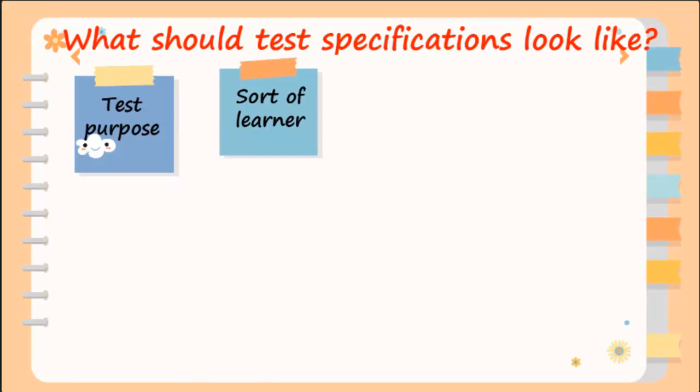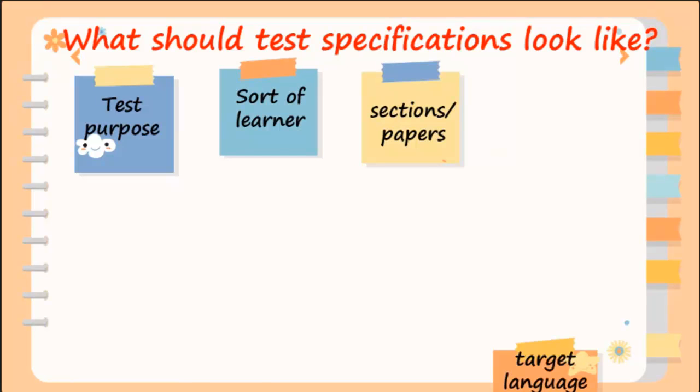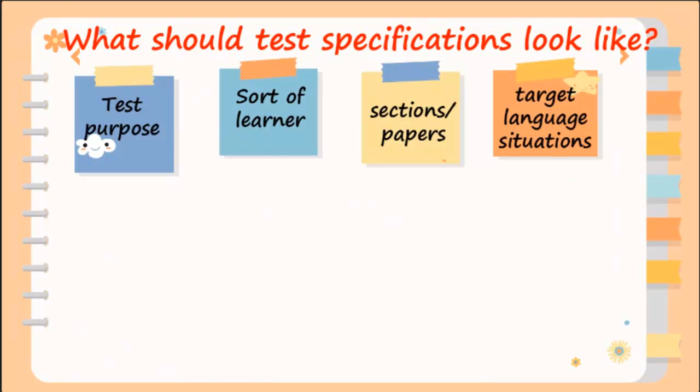For some candidates, they just want to take the test for personal interest. And the next one is about sections. How many sections in the paper should the test have, how long should they be, and how will they be differentiated? The next one is about what target language situation is envisaged for the test, and is this to be simulated in some way in the test method?